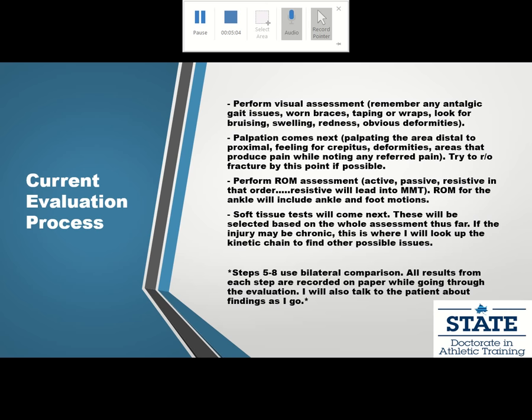So at the bottom it notes that steps 5 through 8 use bilateral comparison. As I do it, I usually try to do the testing on the uninjured side first, and then go to the injured side. And then as I go through this process, I write down everything that I find necessary to write down, especially any positive findings, as well as just general assessments or notes that would be good to remember about the patient and the injury.